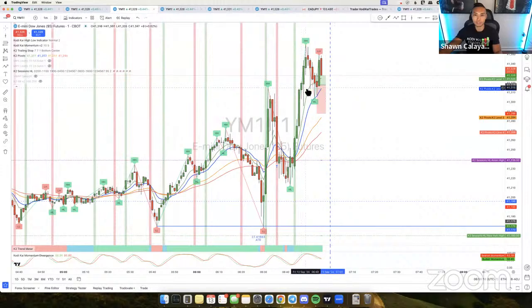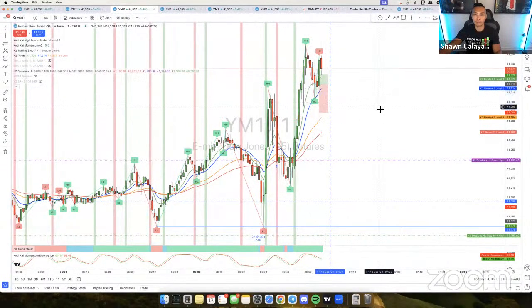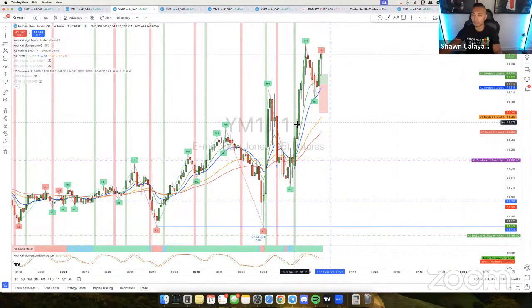I wasn't paying attention to these entries right here because I was looking at questions. But it looks like there would have been a bunch more entries here. There've been 1, 2, 3, 4, about 4 more entries that happened right here off this buy signal. So, all right, perfect.